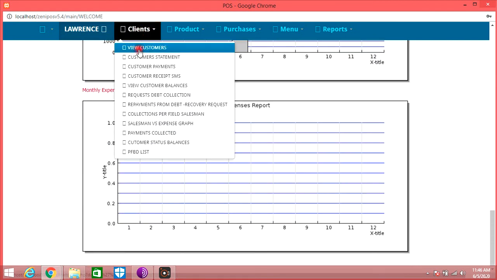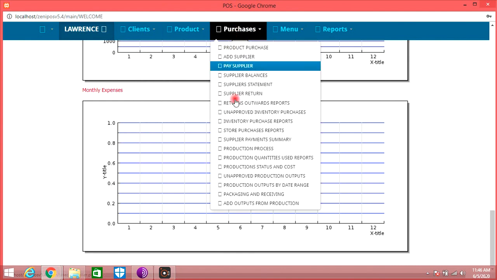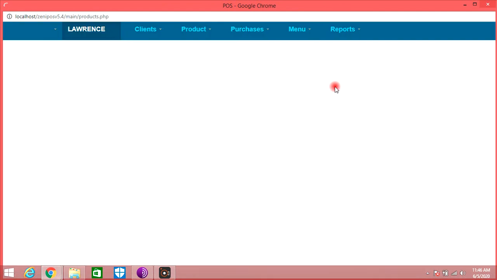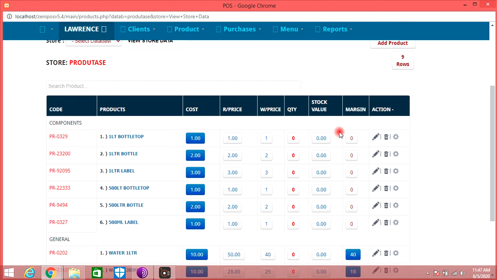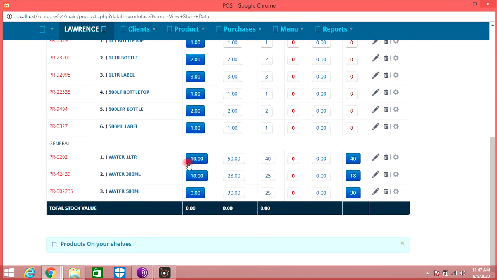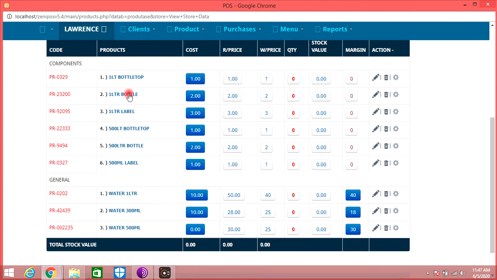This is a general view of the system. If you want to do anything, these are the links. So we go to add products. We have quite a number of stores. You can see our products are categorized into two. The general, the water, is a matter of how we name them.